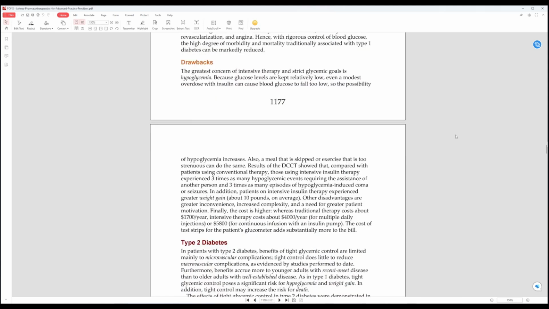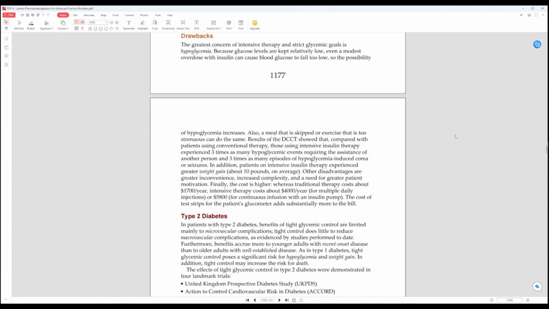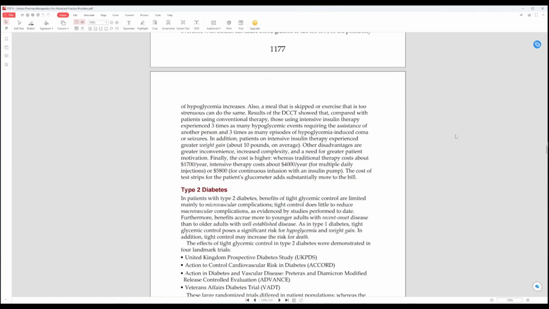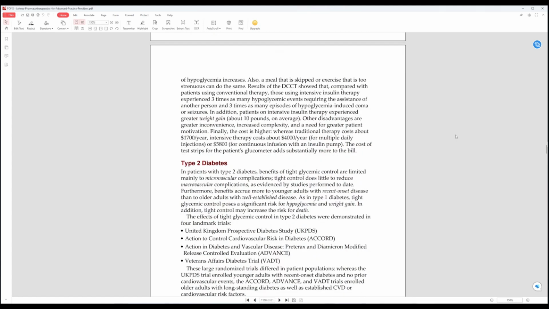However, there are drawbacks. The greatest concern for intense therapy and strict glycemic control is hypoglycemia. Because glucose levels are kept relatively low, even a modest overdose of insulin can cause blood glucose levels to fall too low, so the possibility of hypoglycemia increases. Also, a meal that is skipped or exercise that is too strenuous can do the same thing.